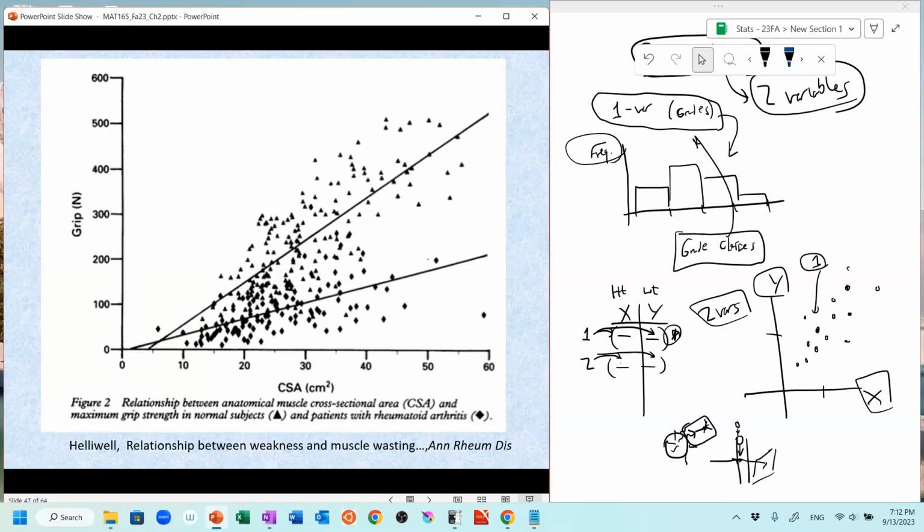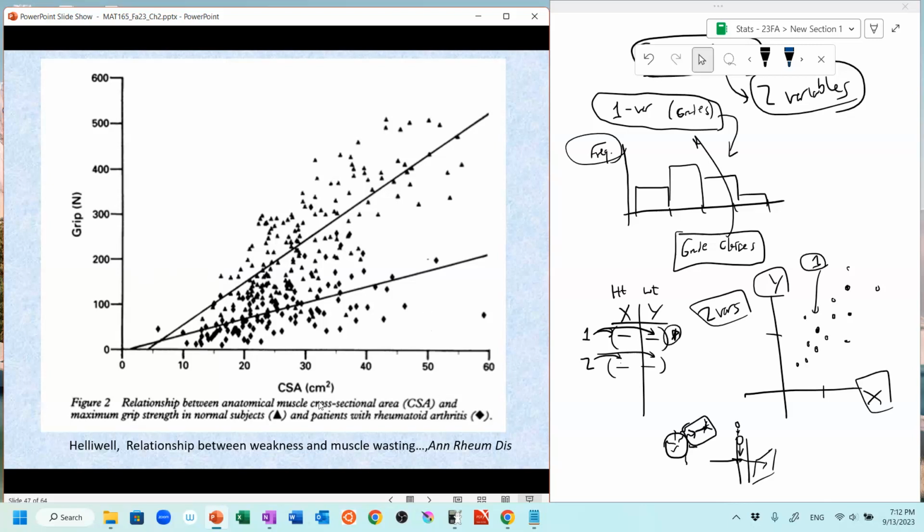So they have a scatter plot here where we see the cross-sectional area of muscle across the horizontal axis and grip strength in newtons along the vertical axis. We're comparing these two variables, and each one of these little points here is a different person that they studied. Say this person here has something like 30 square centimeters of cross-sectional area of, I guess, forearm muscle. And they have, maybe it looks like 75 or so newtons of grip strength. And they do that for all these different people.